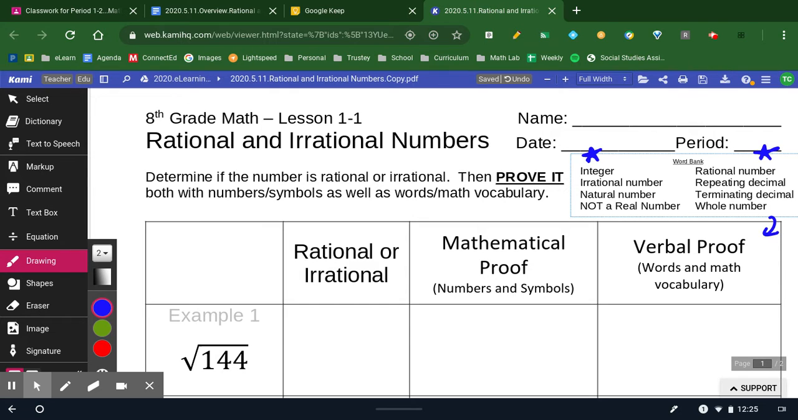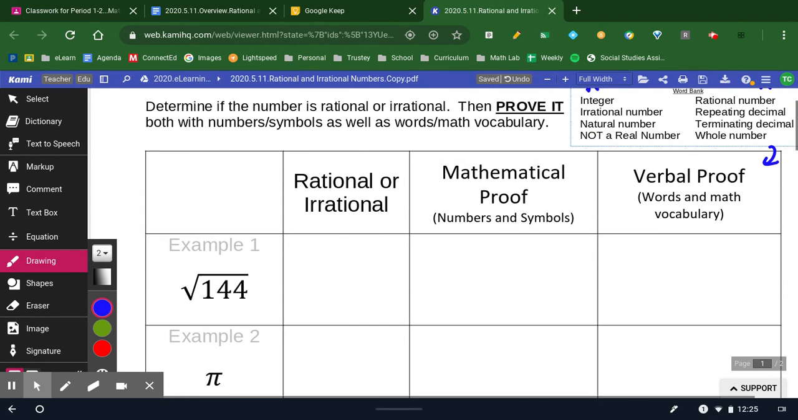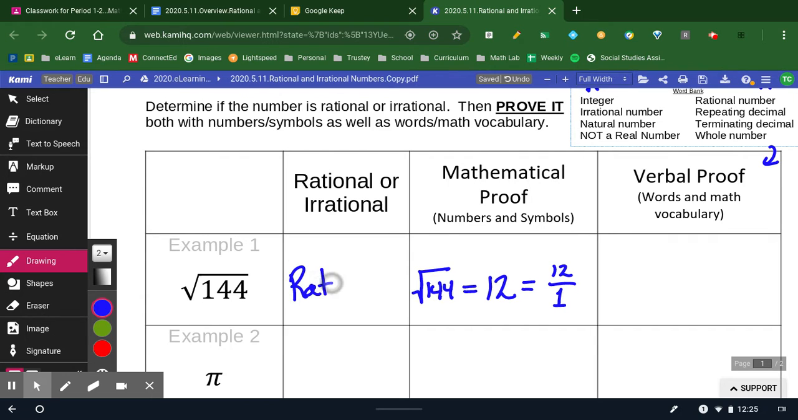Let's take a look at example 1 and determine if the square root of 144 is rational or irrational. Now, the very first thing I'm going to do is say, okay, square root of 144, can I simplify that? Can I evaluate it? And I know that the square root of 144 is exactly 12. Now, I could easily take any natural number and turn it into a ratio by writing a 1 under it. 12 divided by 1 is still 12 wholes. Therefore, immediately I can identify that the square root of 144 is a rational number.